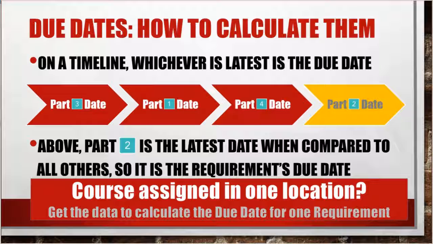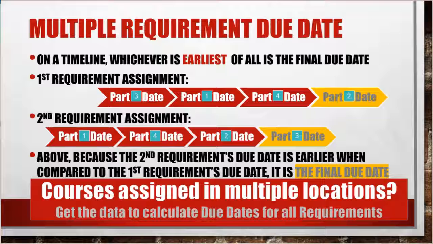But sometimes courses are assigned more than once, and in that case, VTA will do the calculation process for each assignment of the requirement and then compare the due dates for each requirement. So in the first requirement assignment, it determined that Part 2 was the latest date. Therefore, for this first requirement of the course, Part 2 is seen as the due date.